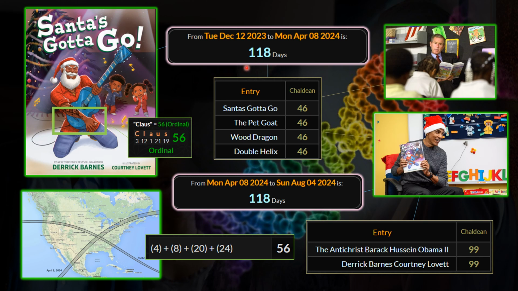And in numerology, we can add a 0 or take away a 0, and we can imagine this number to be 1018, which is interesting because from Monday, April 8th, 2024, which is the day of the eclipse, to Mr. Obama's birthday is also 118 days. The number 56, like I said, is very pertinent to this eclipse as well, as we see here that the primary numerology for April 8th, 4 plus 8 plus 20 plus 24, sums to 56.